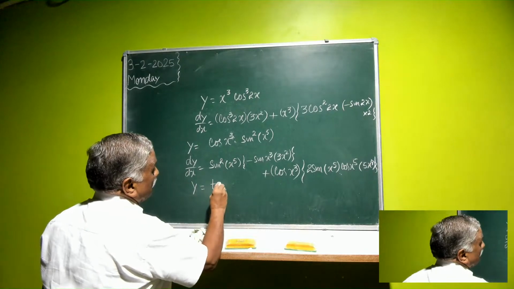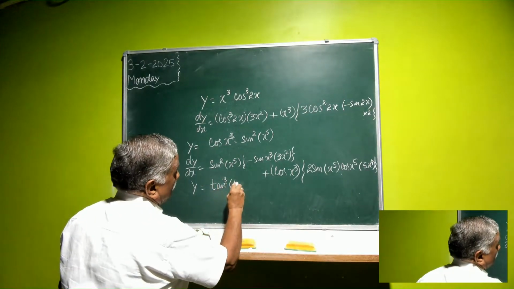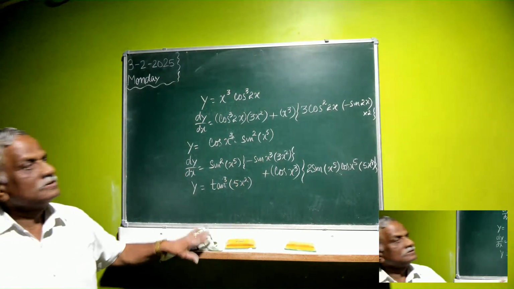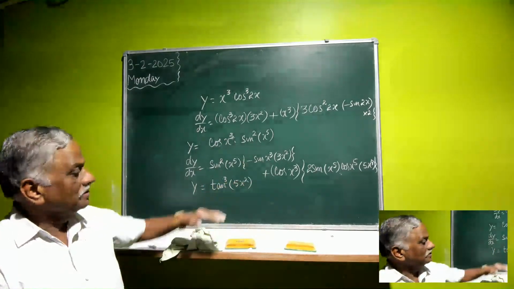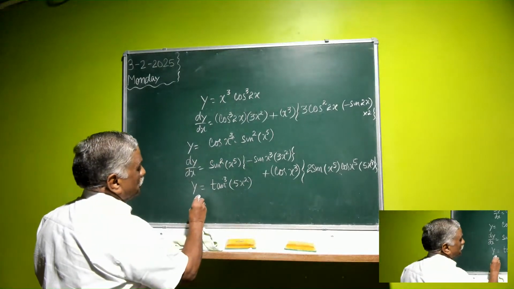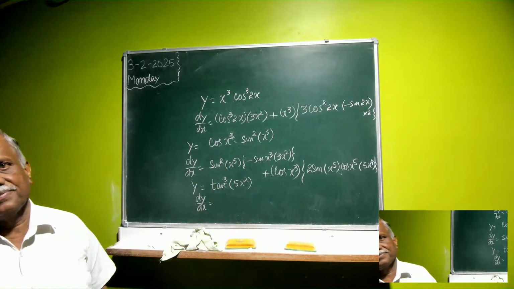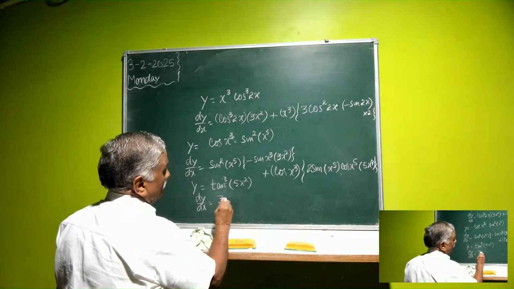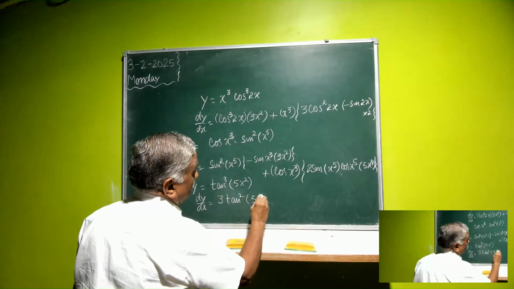Y is equal to tan cube 5x square. This was a product rule problem because there are two terms. This is not a product rule, only chain rule problem. First, what should you differentiate? You should differentiate the power. So, u cube is 3u square. 3 tan square and 5x square as it is.